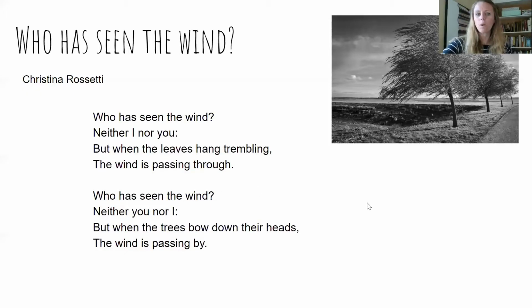Let's start with this poem by Christina Rossetti. This is called Who Has Seen the Wind? Now, whenever you meet a poem for the first time, read it out loud at least a couple of times. This helps you listen to the words in a poem. A poet always selects just the perfect word, and this is especially true at the end of each line. And so as you listen to this poem, I want you also to be thinking at the end of each line, what rhymes with what?